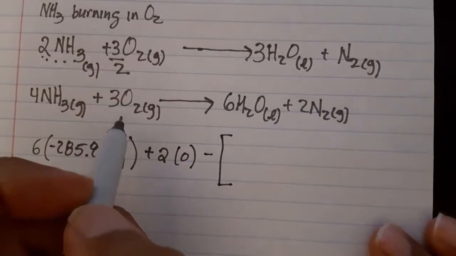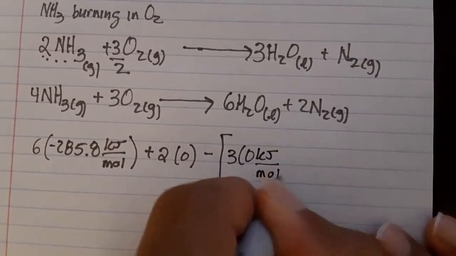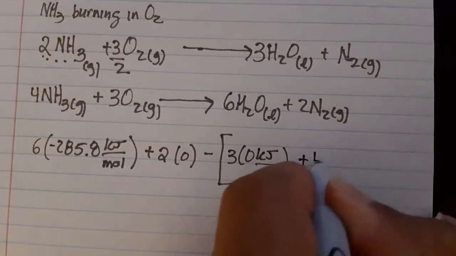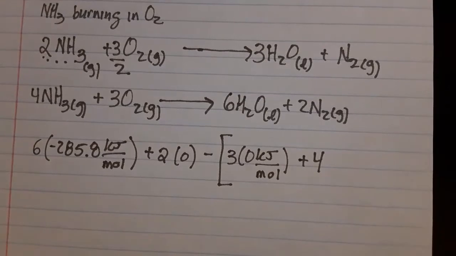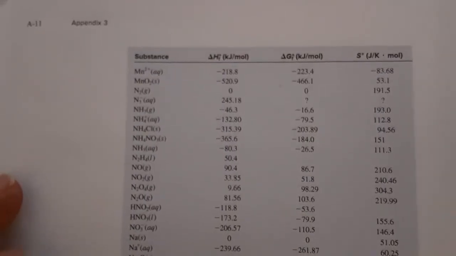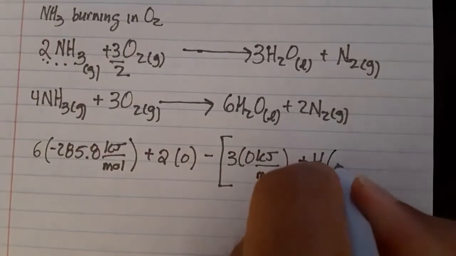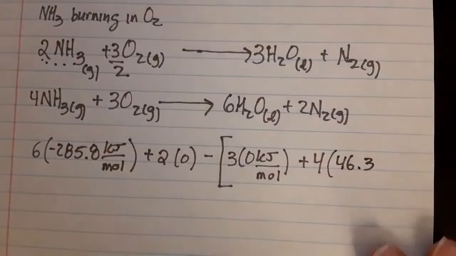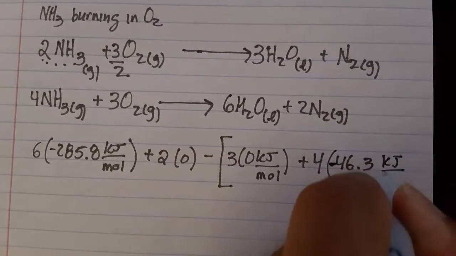Minus, we put our big brackets here, 3 times the standard enthalpy of formation of oxygen, which is 0. That's the base element. You can look it up, you'll see 0 there. And NH3 gas, the standard enthalpy of formation for NH3 gas. Looking that up, make sure you look it up for NH3 gas. NH3 gas is going to be minus 46.3. We got 4 of these, so it's going to be 4 times minus 46.3 kilojoules per mole.